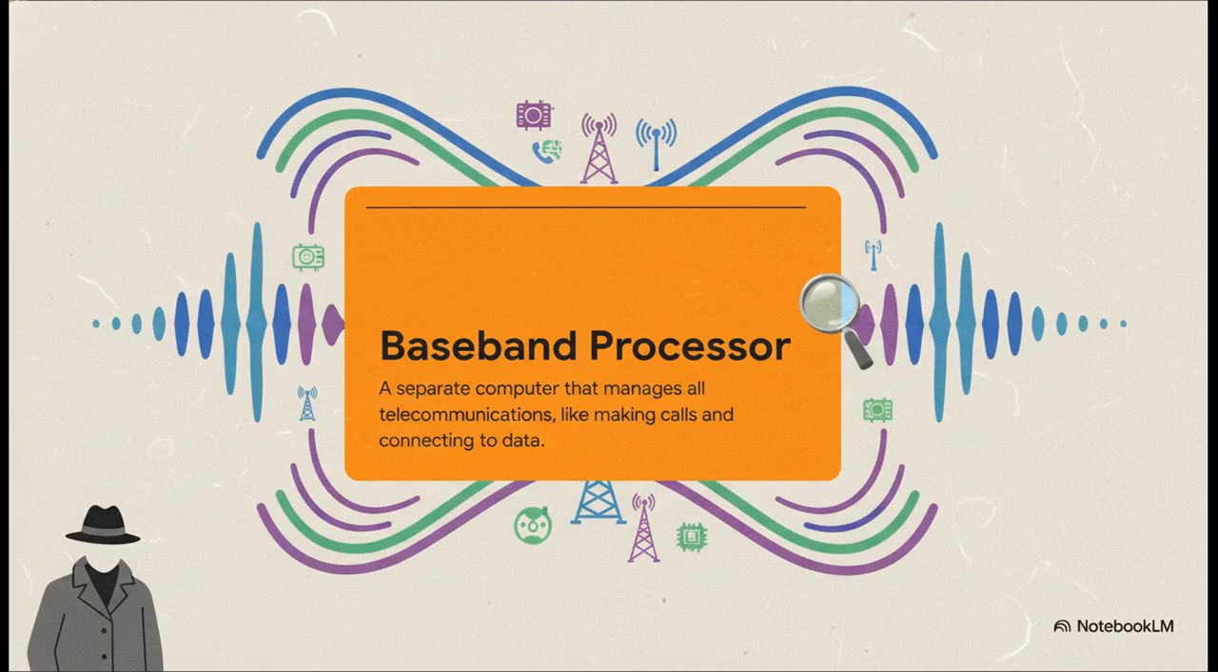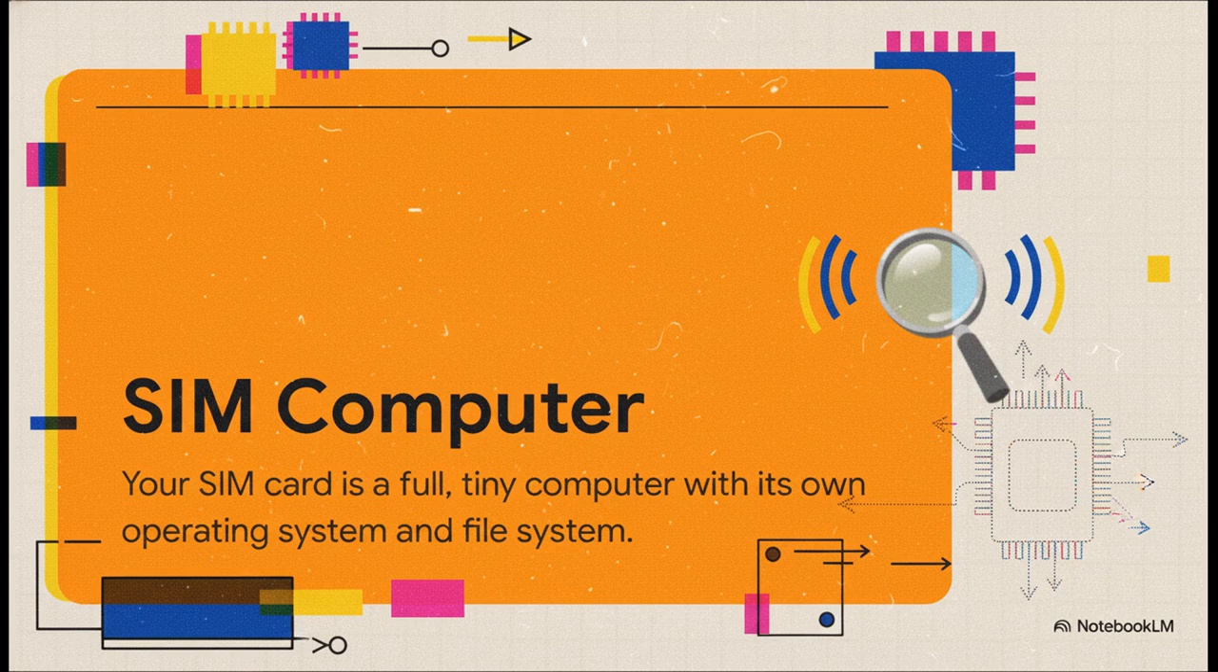So what's this baseband processor? Well, think of it like a completely separate, secret little computer inside your phone. It runs its own operating system, totally independent from iOS or Android. Its only job, its entire reason for being, is to talk to cell towers. It manages all your calls and cellular data connections. And here's where it gets really wild.